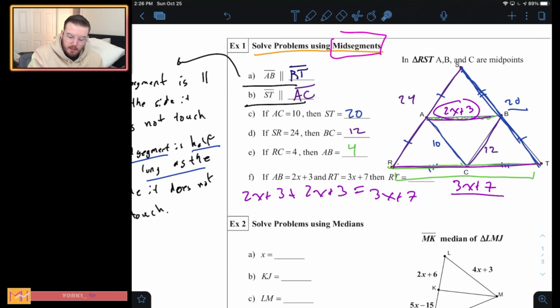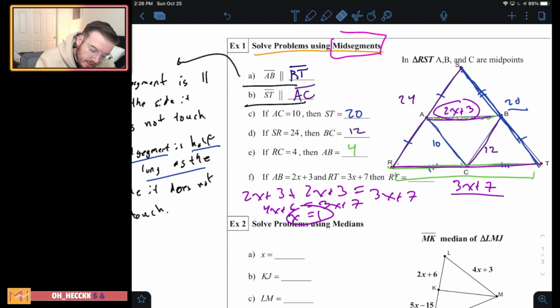So again, 10 plus 10 gives us 20. 12 plus 12 gives us 24. 2x plus 3 plus 2x plus 3 gives us 3x plus 7. I understand that it's not numbers, but it's still the same idea. We're still doing the same thing here. So 4x plus 6 equals 3x plus 7. Subtract the 3x over, you get x, and subtract the 6 over, you get 1. So x is equal to 1.